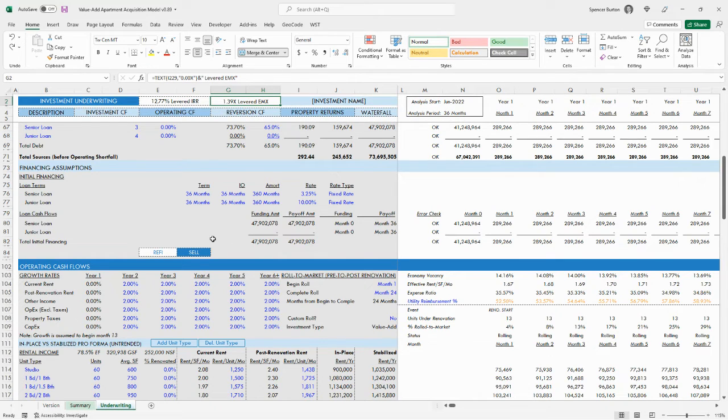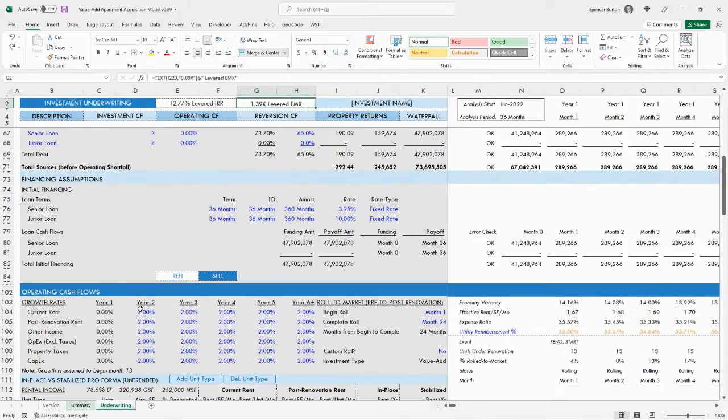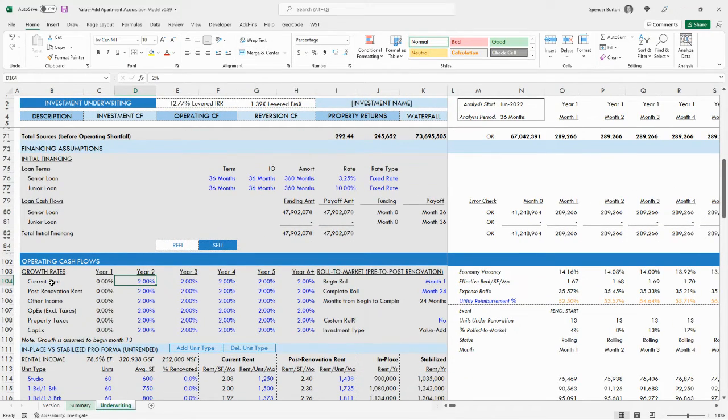Yeah, great question. So first, let's talk about your question as it relates to change in market rent, either current rent or post renovation rent. You had pointed out that if we were to change current rent, let's say I take it from 2 to 5, and let's watch the IRR up here. It's 12.77. If I change all of these to 5, it just goes to 12.78. And you go, that should have more of an impact.